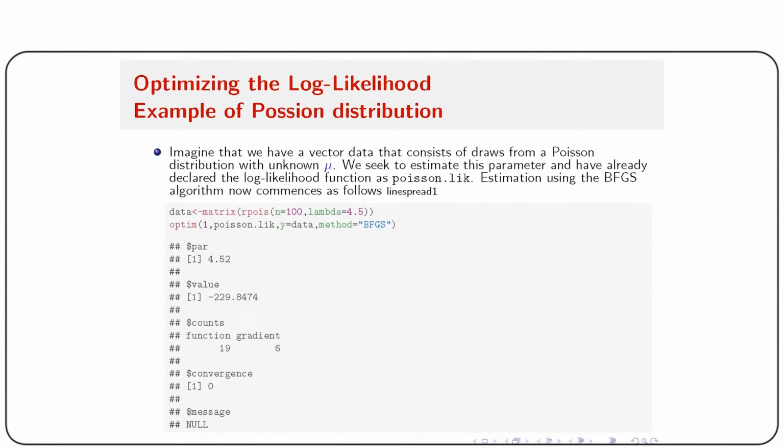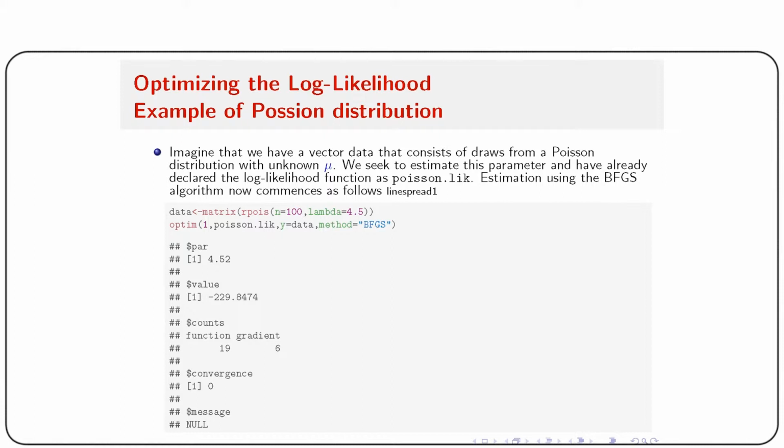So let's start with the example of Poisson distribution. Imagine that we have a vector of data consisting of draws from a Poisson distribution with unknown parameter mu. We seek to estimate the parameter and have already declared the log likelihood function as Poisson.like, and the estimation using the BFGS algorithm now comments as follows.